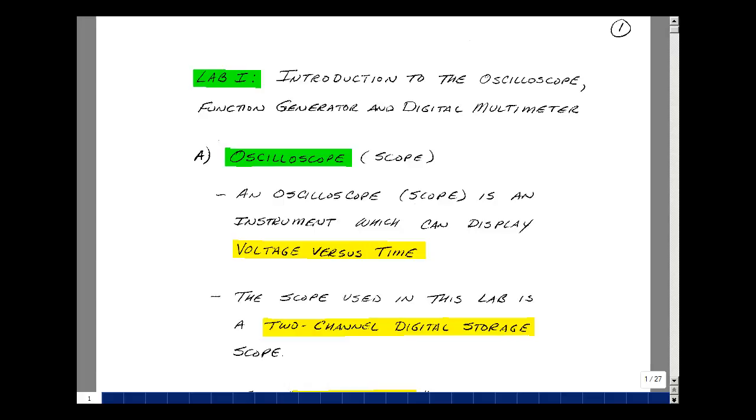This lesson deals with lab number 1, which is an introduction to the oscilloscope, function generator, and digital multimeter. In this lab, we're going to use an oscilloscope, or just scope for short. This is an instrument which will display voltage versus time. The scope we're going to use in this lab is also a 2-channel digital storage scope.